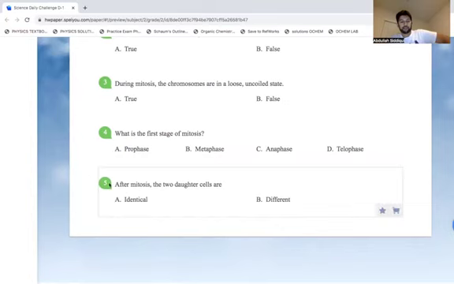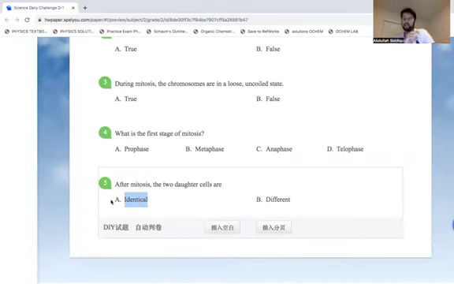Lastly, question number 5, after mitosis, the 2 daughter cells are, and this should be A, that they're identical. Because the purpose of mitosis is to create two new daughter cells that are basically identical to each other and identical to the original parent cell. And so this is why mitosis is important for things like regrowth, or if cells get damaged, to be able to regenerate those cells. This is in contrast with another process called meiosis, which we will explore in greater detail.